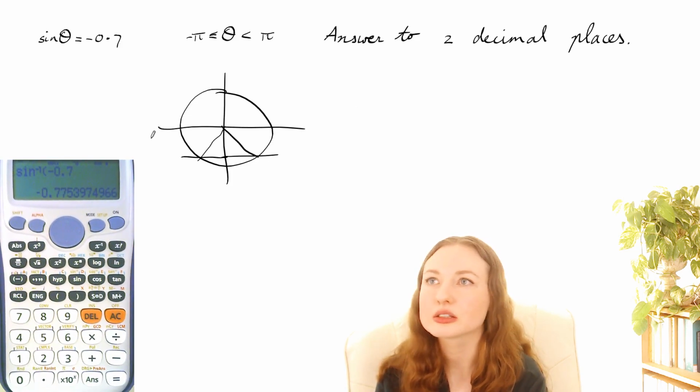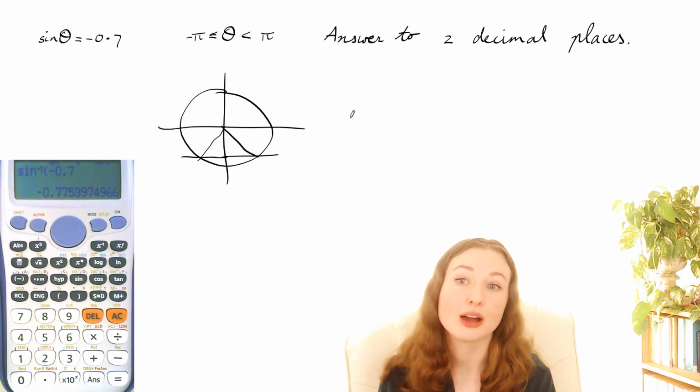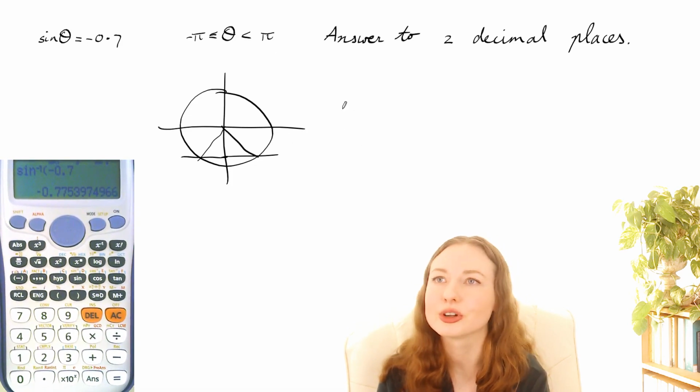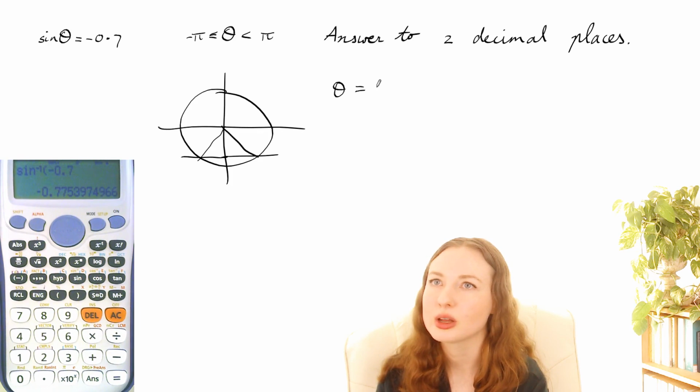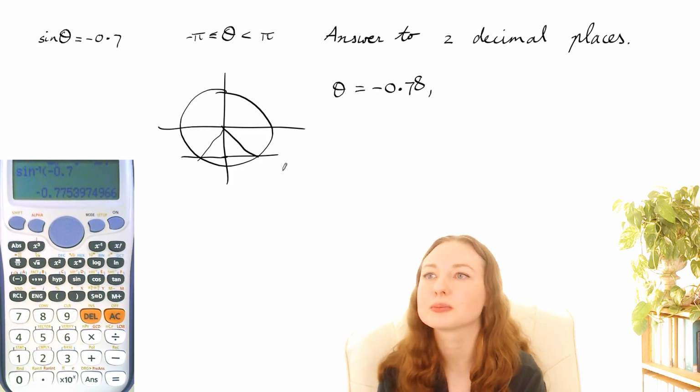Now that's all right, because now we're in the range negative pi to pi. Otherwise you'd have to add 2 pi to it to get it into the range 0 to 2 pi, if that's what they were asking for. But for this one, it's fine to answer negative 0.78, if we round it to 2 decimal places.